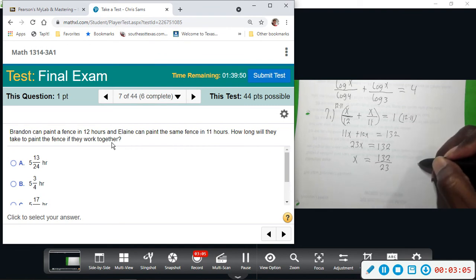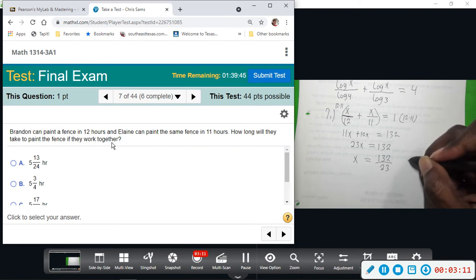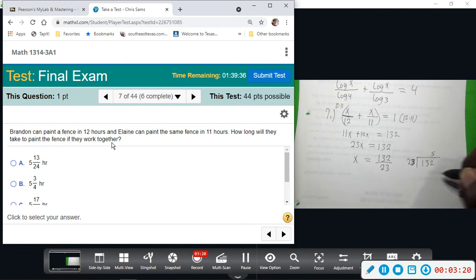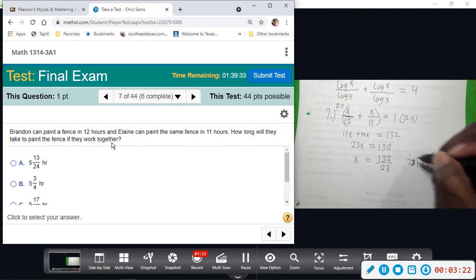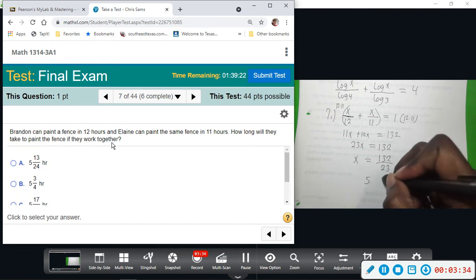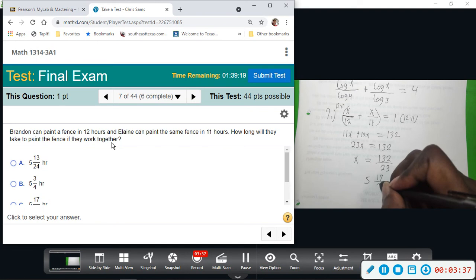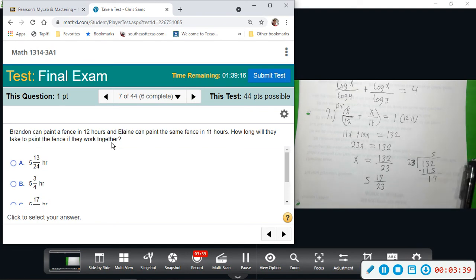Okay, so let's do long division. 132, top goes in, bottom goes out. This is a 23. 23 goes in there 5 times. 5 times 3 is 15. 5 times 2 is 10, 11. Alright, subtract this off. Borrow 1, that'll be 7. That'll be 1. So 17 left. So we get 5 and 17 23rds. So 5 hours and 17 23rds of another hour. So option C.